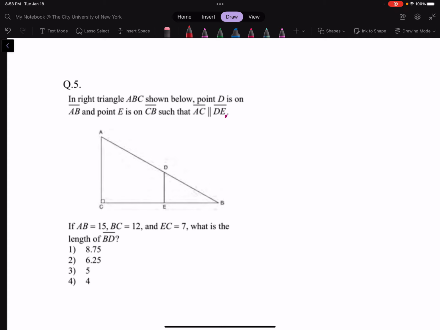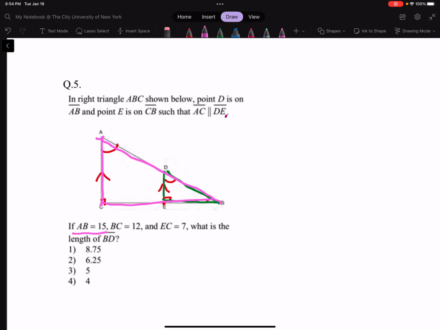So in number 5, the data given: triangle ABC shown below, point D is on AB and E is on CB. AC is parallel, so this line is parallel. So obviously this angle is congruent to this angle, and this 90 degrees and 90 degrees are congruent, and this is a common angle. So there is a similarity between these two triangles, BDE and BAC.